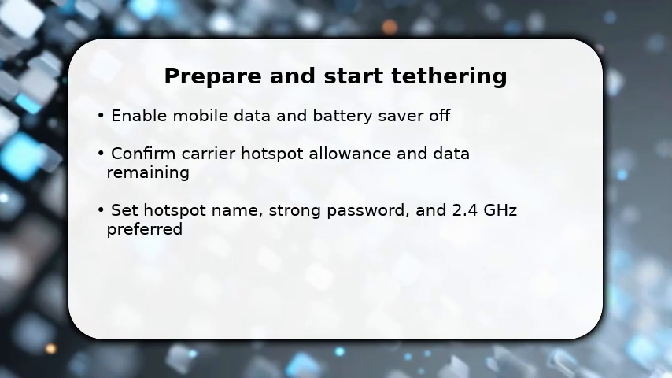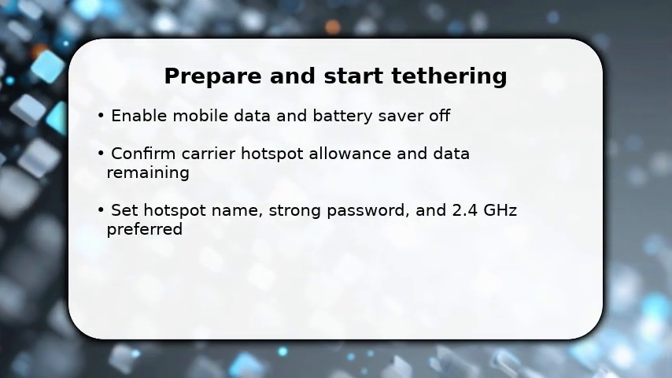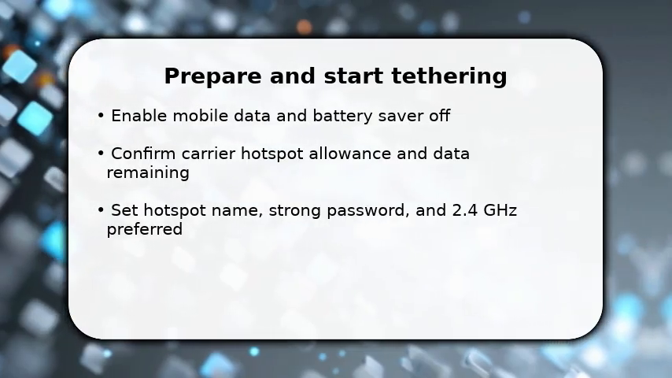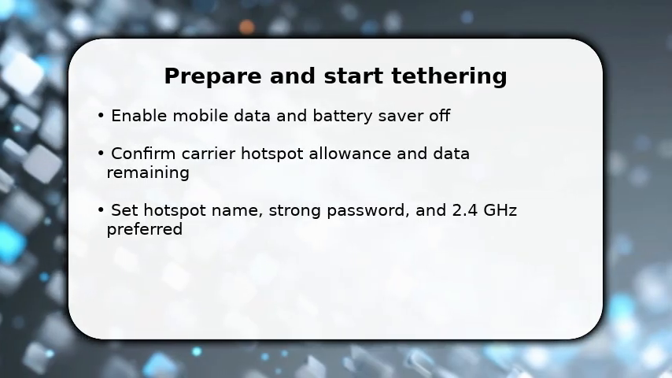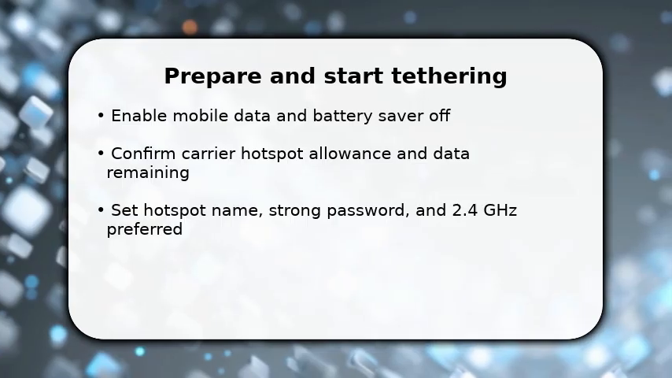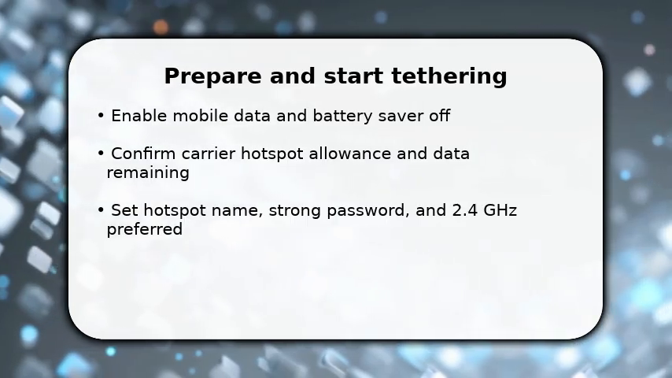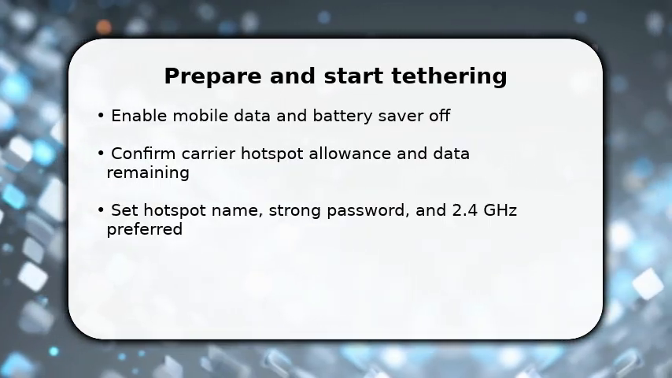Enjoy the video. You start by enabling mobile data and opening the hotspot controls. Turn off battery saver because it can block tethering. Once done, check your carrier plan to confirm hotspot is allowed and you have data left. Make sure to rename the SSID to something unique and set a strong password. Choose 2.4 GHz if devices struggle with 5 GHz.